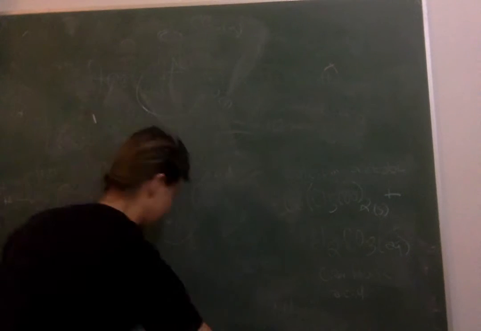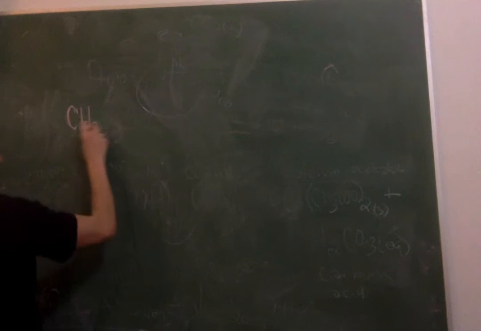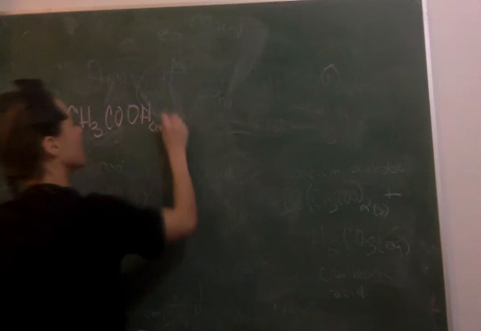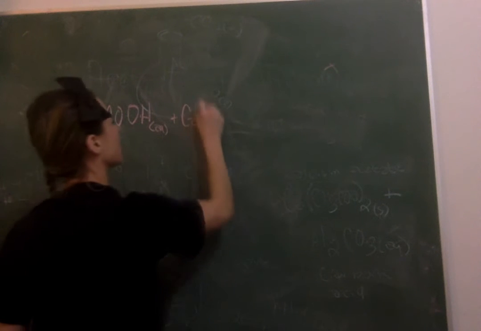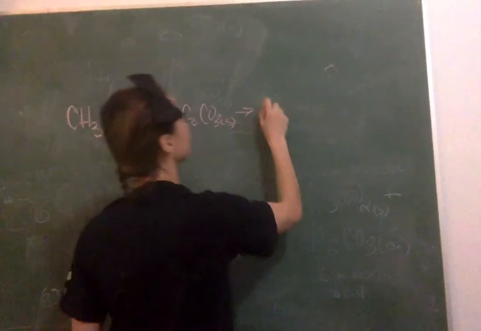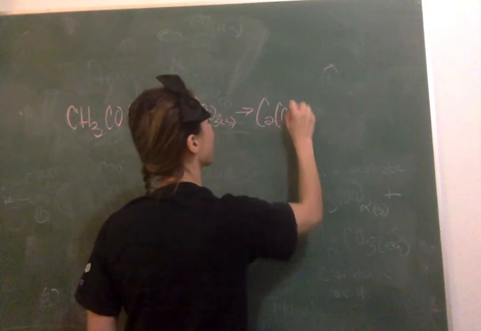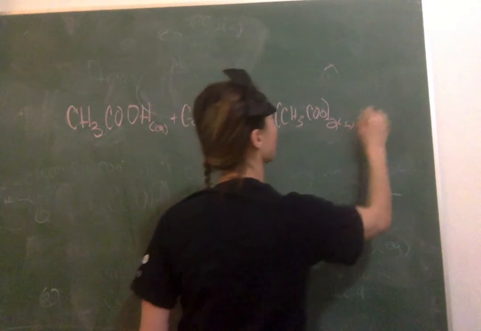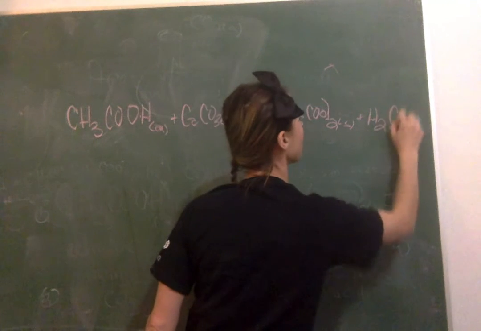So let's look at the net equation. Number 1, we started with acetic acid. I think pink is easier to see. Acetic acid, and that was aqueous, and we combined it with calcium carbonate, which was a solid, and we got a double replacement reaction to get calcium acetate and carbonic acid.